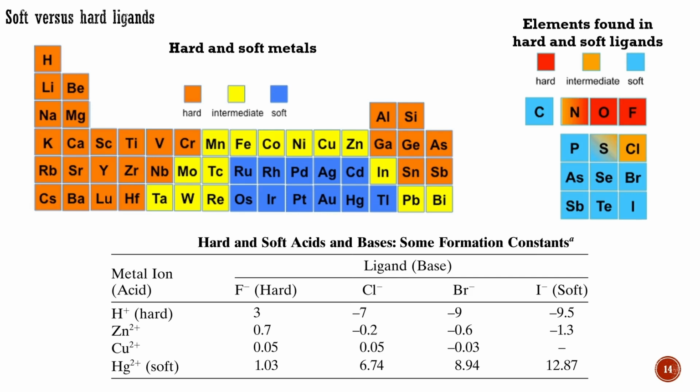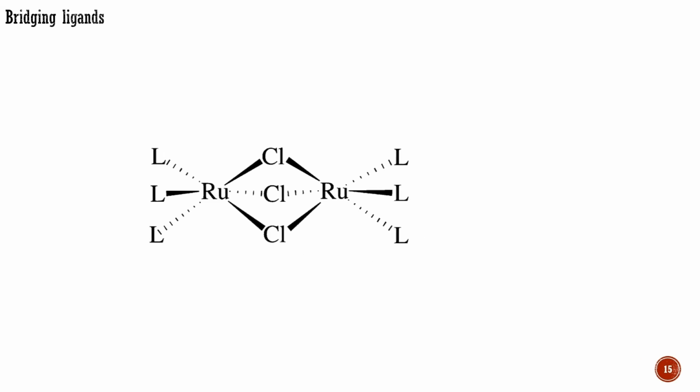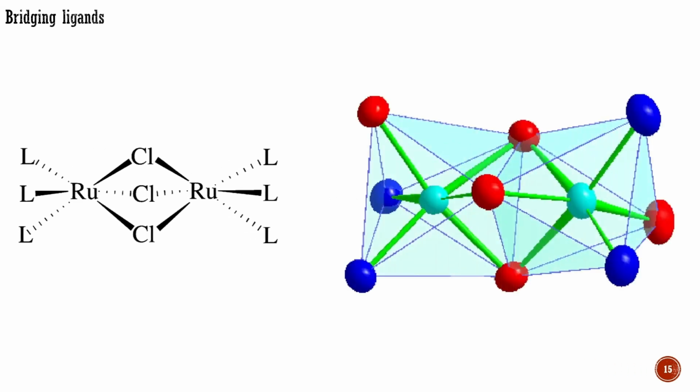Organometallic chemistry is dominated by soft-soft interactions, as in metal-carbonyl, alkene, and arene complexes, while traditional coordination chemistry involves harder metals and ligands. Ligands that have a donor atom with more than one lone pair can often donate one pair to each of two or more metal ions to give polynuclear complexes, such as this ruthenium complex where L is a phosphine ligand. The bridging group is represented by the Greek letter mu. In particular, this dinuclear complex consists of two octahedra sharing a face containing 3 chloride bridges.